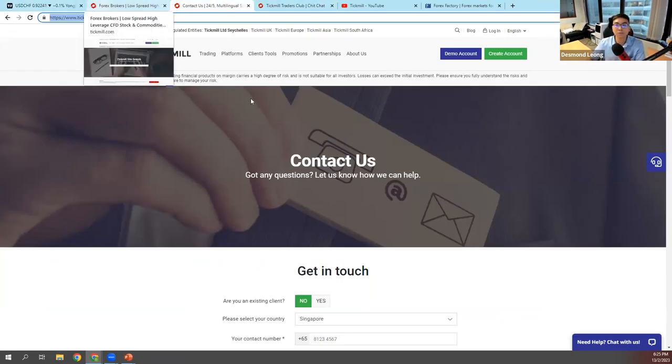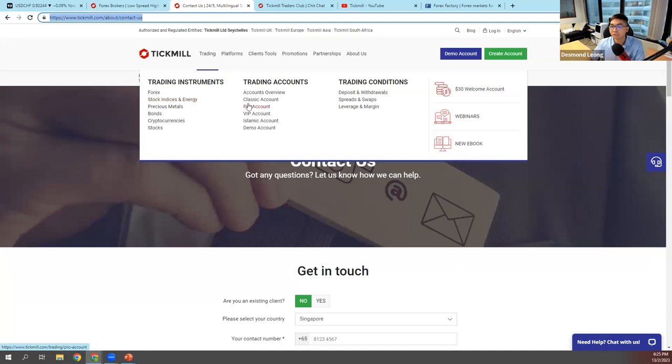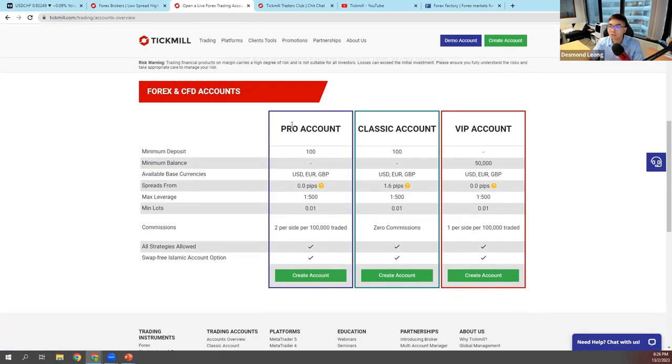On Tickmill, if you lose a trade, we pay commission. Well, if you use a raw account, there's an overview of the account types. We have a pro account, a classic account, and a VIP account. The VIP account is definitely a minimum of $50,000, with spreads starting from 0 pips, and minimum 0.01 lots. For classic accounts, there are zero commissions, so I'm actually using a classic account for my trading. If you are using a pro account, although the spreads are lesser, there will definitely be commissions that you have to pay.